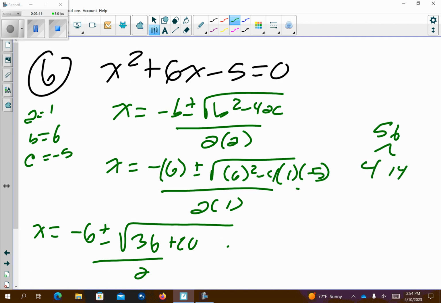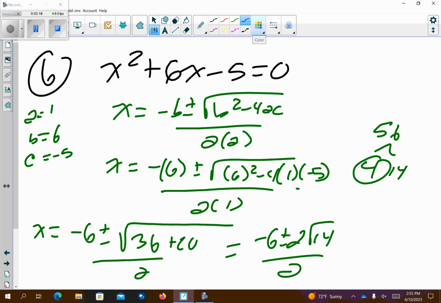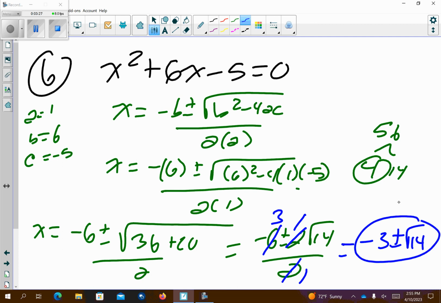So that means I'm going to have this be negative 6 plus or minus square root of 4 is 2. So I get 2 root 14 over 2. And then we can reduce everything outside. 2 goes in itself once, goes into 6 3 times. So my answer is negative 3 plus or minus the square root of 14. That's what x equals.